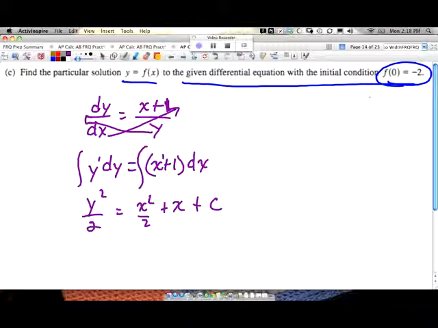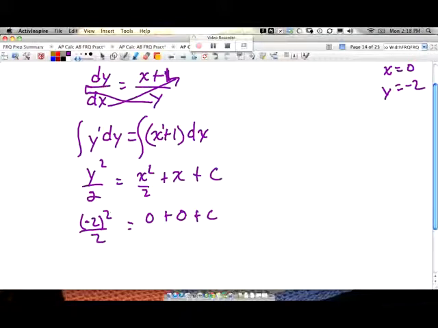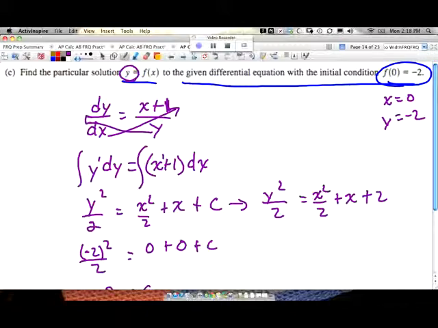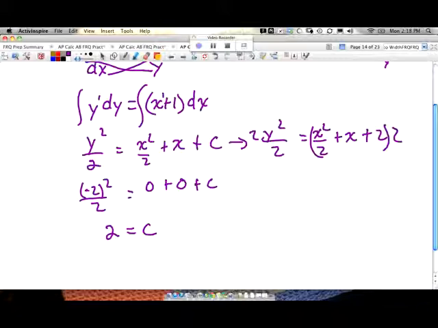Now this says f of 0 equals negative 2. That means x equals 0, y equals negative 2. So we're going to have negative 2 squared divided by 2 equals 0 plus 0 plus c. Well, what does that come out to be then? Negative 2 squared is 4, divided by 2 is 2, so 2 equals c. So taking this and directly translating it, y squared over 2 equals x squared over 2 plus x plus 2. Now the question is, do we have to do anything more? Yes, we do have to get y by itself as a function of x. So we multiply both sides by 2. Get rid of this 2, and we got y squared equals x squared plus 2x plus 4.